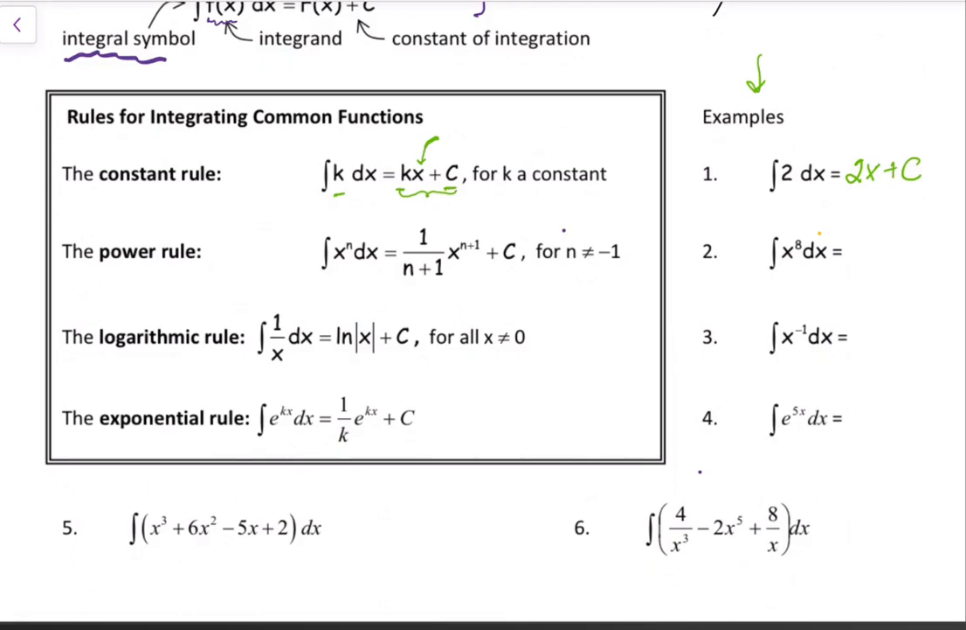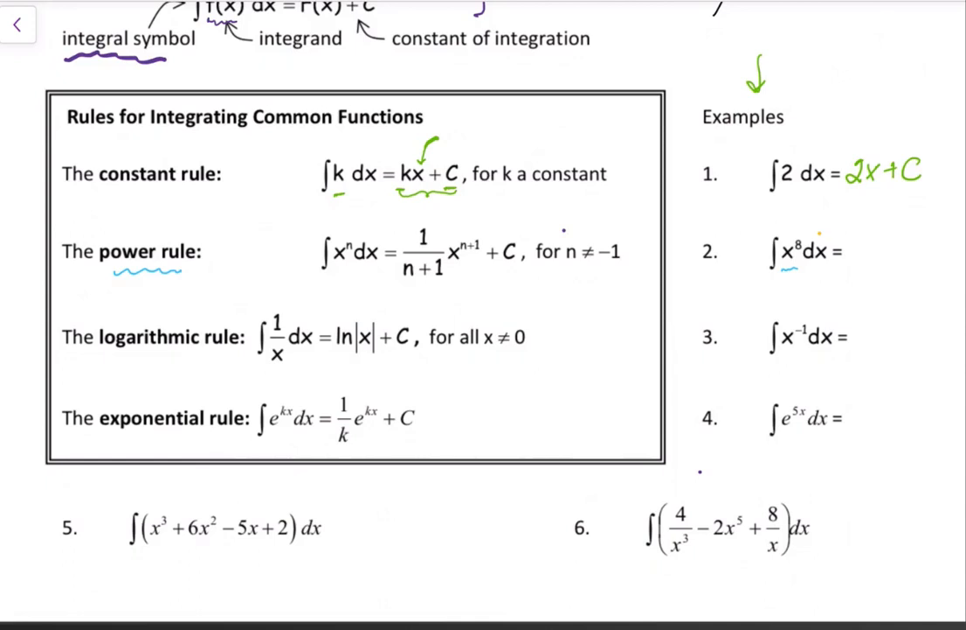Now, the power rule, the second rule that we're going to look at, is probably the rule that you're going to use more often than any other one. This is what we do when we're looking at a term that has a coefficient, a variable, and an exponent, something like x to the 8th. I'll work through that example with this rule.